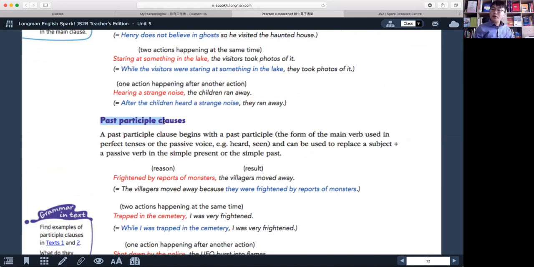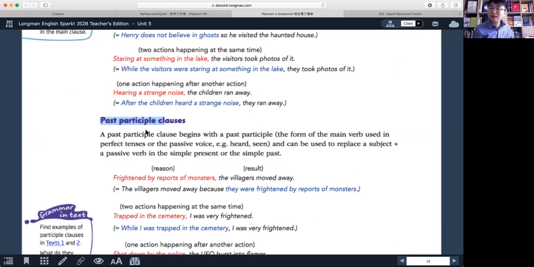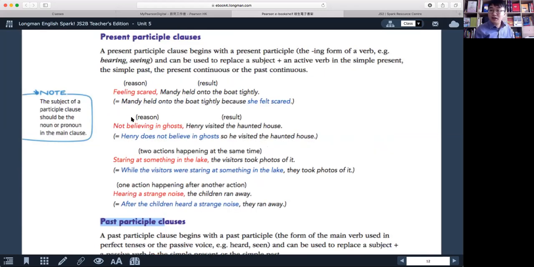So you may have one question on your mind. Does it mean that when I use present tense, I always use present participle clauses? And when I use past tense in my writing, should I use past participle clauses? Any answers? Let me tell you the answer. The answer is no.